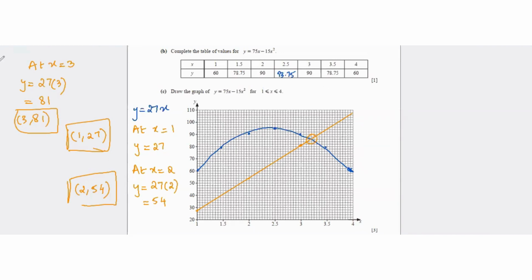I'm going to use a different color to draw the line. This is the volume that they have, and this is the height. So approximately the height we're getting over here is 3.1, 3.2, 3.3, 3.2. So height is going to be 3.2 centimeters.